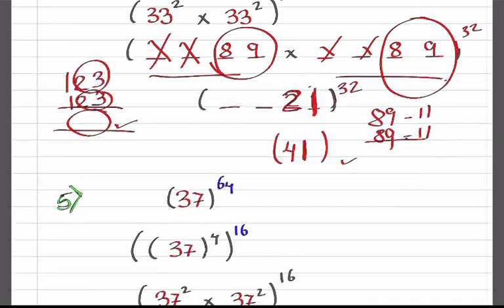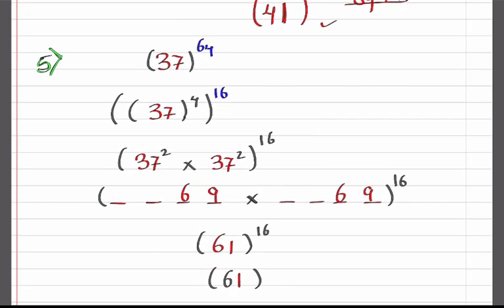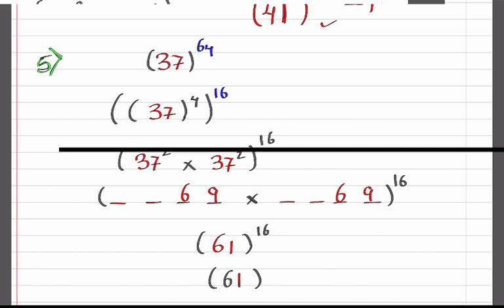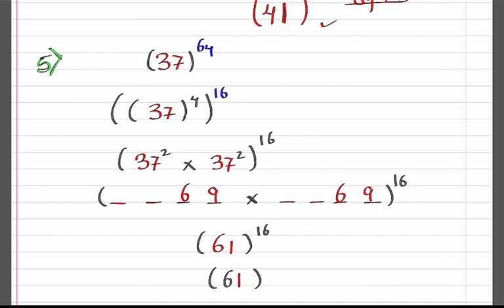Let's take one more. This should clear all your problems. 37 raised to 64, what are the last two digits of this number? Let's start. So 37 raised to 64. What will I do now? I need 7 power 4 to get a 1 here, so I'll write 4 into 16. 37 raised to 4, so I'll write 37 square into 37 square raised to 16. 37 square, I don't need the first two digits, so I'll say last two digits.